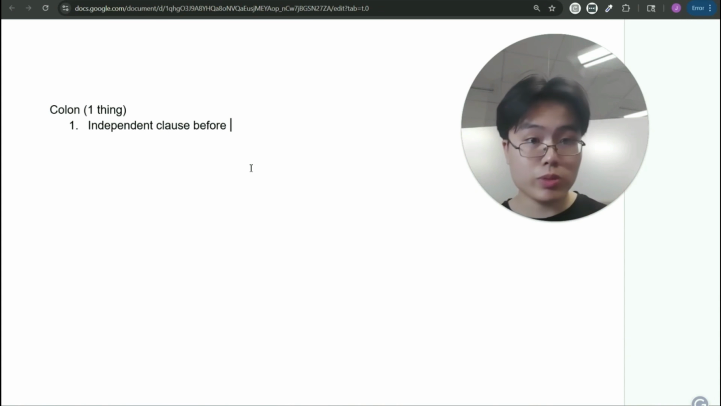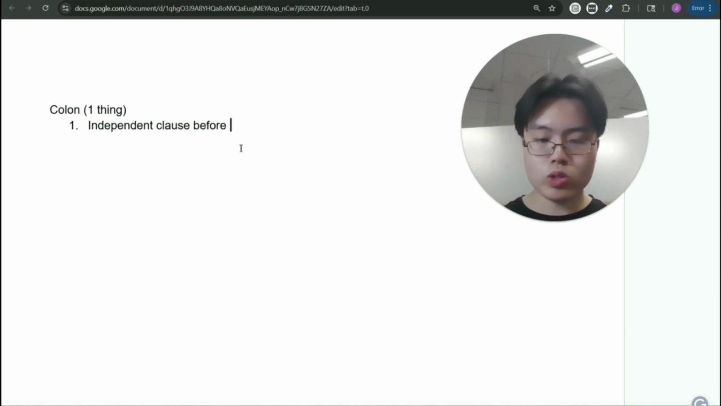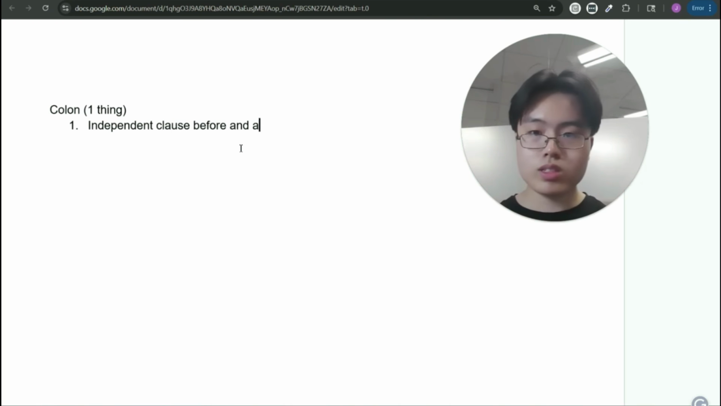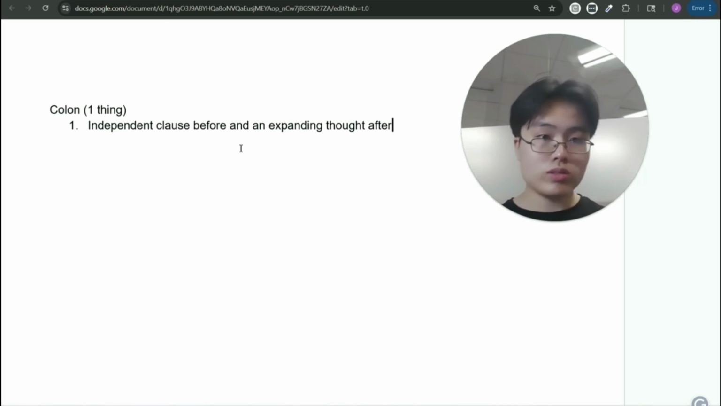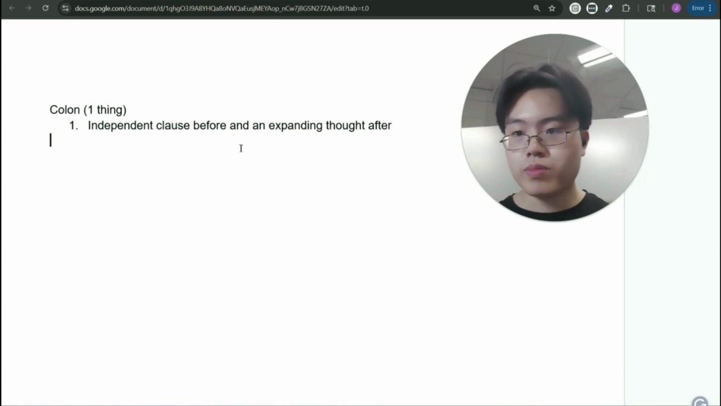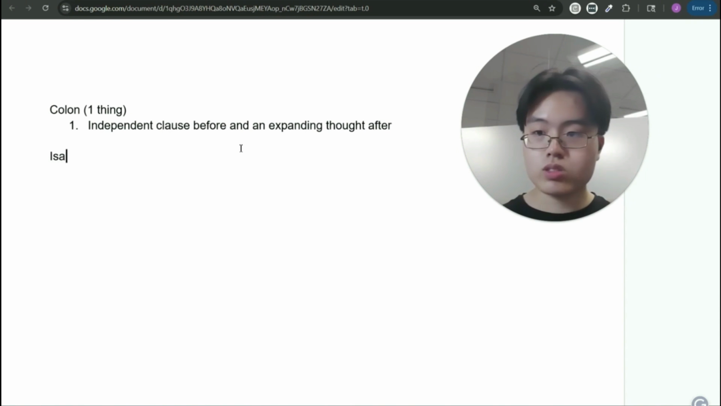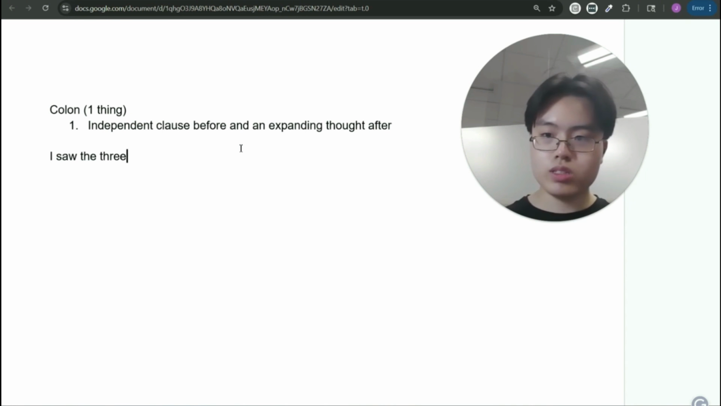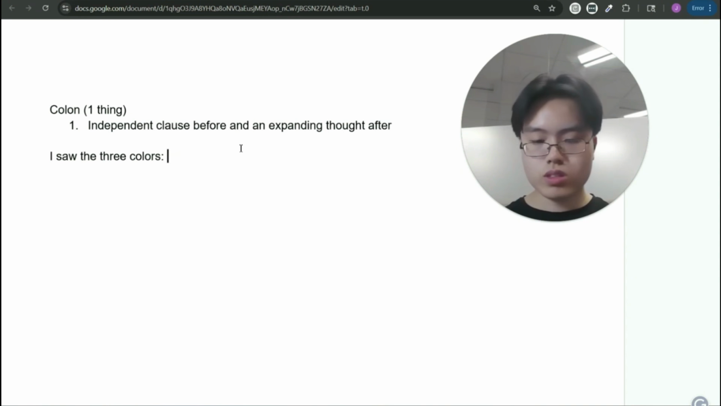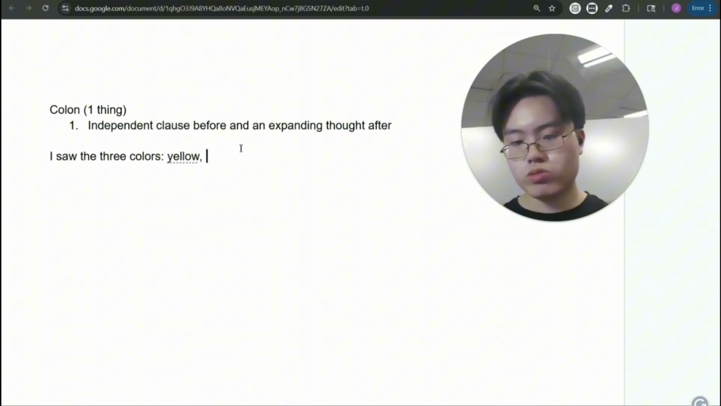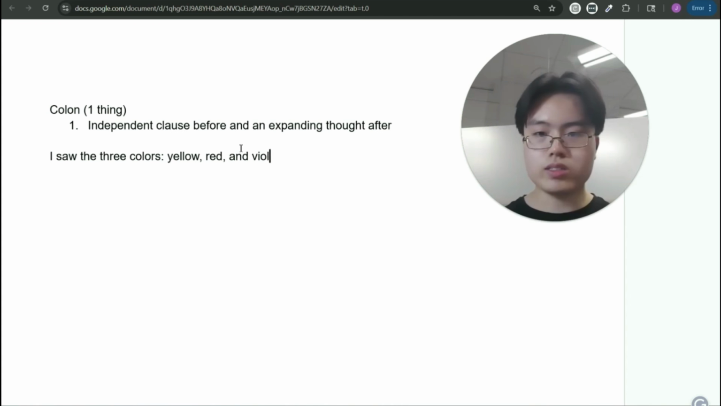If there's an independent clause before the colon, that colon is right. It's just guaranteed to be correct. That's just what I've seen, by the way. But again, I would still check the other part too. So there has to be an independent clause before, and an expanding dot after the colon. And what I mean by expanding dot is it has to be its own dot. So for example, let's say: I saw the 3 colors: yellow, red, and violet.